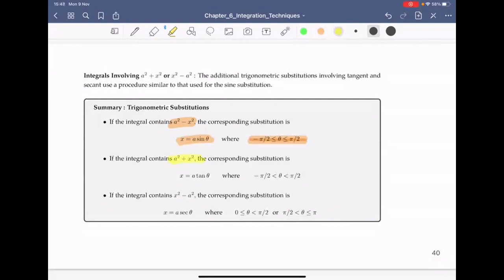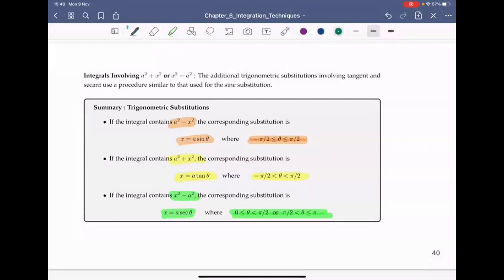If you see a squared plus x squared, you're going to pick x equal to a times tan theta. This is your domain. And if you see x squared minus a squared, you're going to pick x equal to a times sec theta. This is your domain. So technically, you don't have to memorize the domain until you start working on the problem and get stuck with absolute value. That is when you come back and define your domain for theta. But if you don't have any problem with absolute value, you can just do the substitution and go ahead.